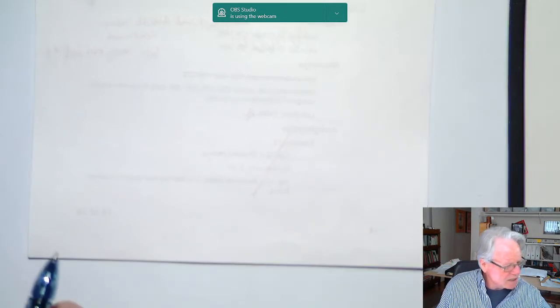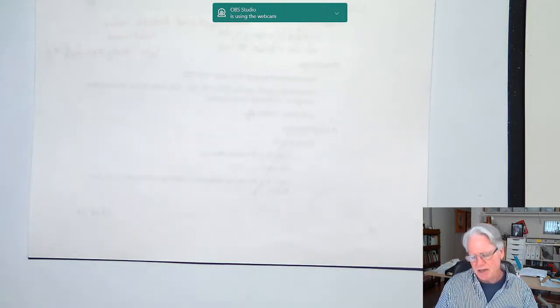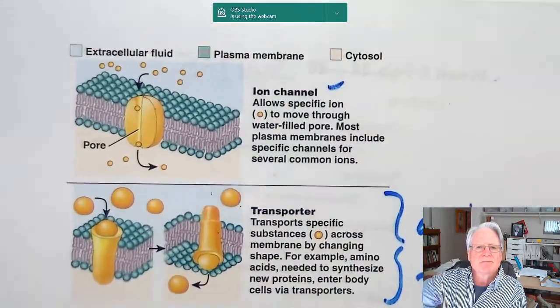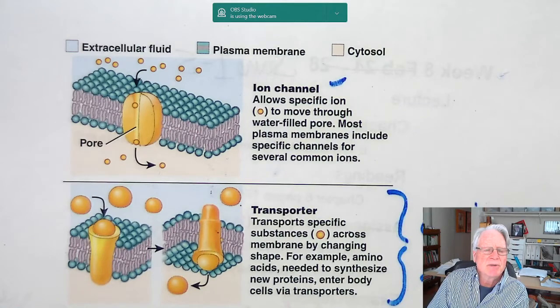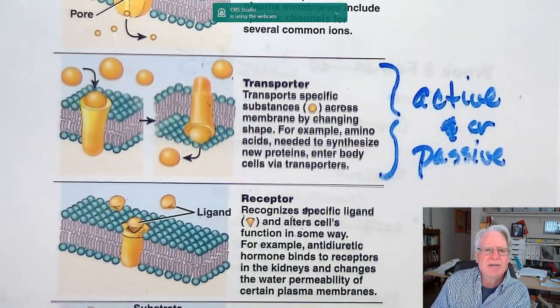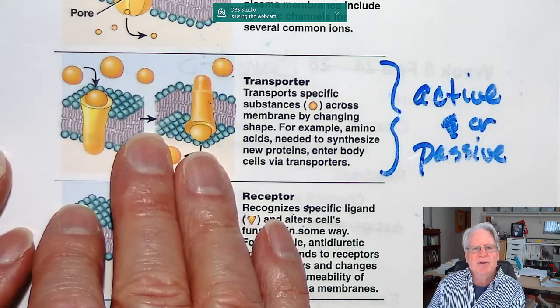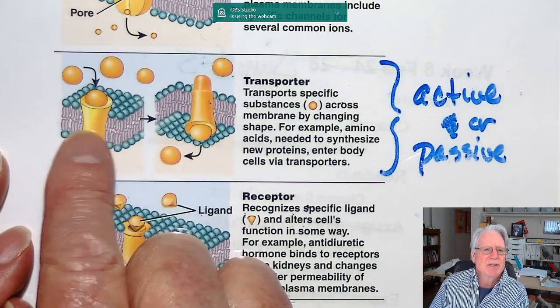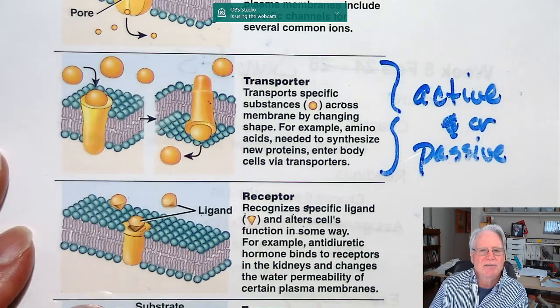All right, well, let's quickly come back to the image and review what we just talked about. We started off talking about ion channels. And as you can see, it's simply a doorway through the protein to move a substance, more often than not ions, from one side of the membrane to the other. We also had transporter proteins, and these are going to move things across the cell membrane by changing shape.